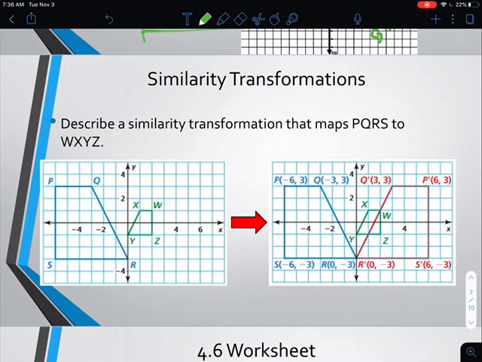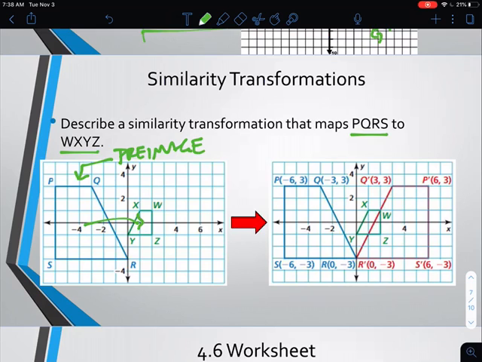You also need to be able to describe similarity transformations, so being able to tell me how do I get from one to the next. So they're saying describe a similarity transformation that takes PQRS to WXYZ. So this PQRS is going to be the pre-image. We want to take it to WXYZ. And so when we look at that, they're telling us exactly what has to match up. P has to match up with W, Q with X, R with Y, S with Z.